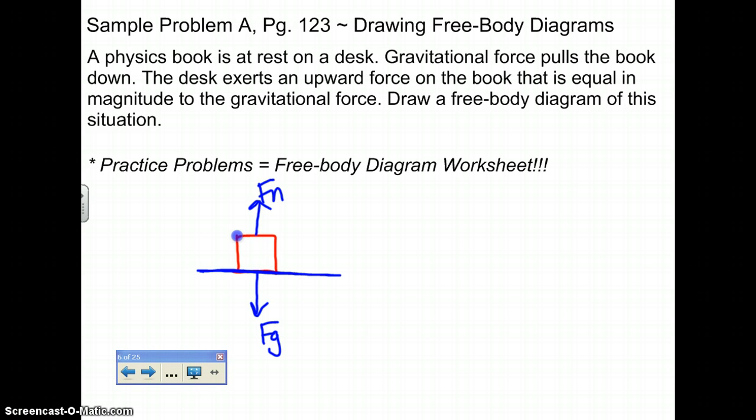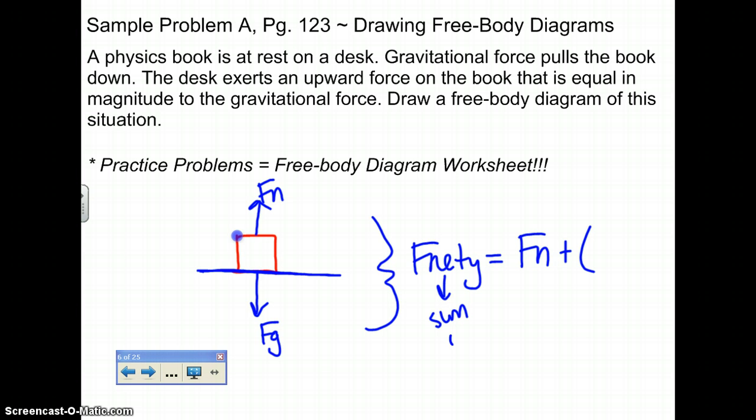What you need to be careful on this sample problem is that your F of N equals the same length as your F of G. So technically, if we want to talk about this, how are your F of N and F of G working, guys? Are they working horizontally or are they working vertically? They're working vertically. So would you call that F net y or F net x? This would be F net y. Well, F net would be F of N plus, remember net means sum of. Okay, so that would mean F of N plus a negative F of G. With me? Okay, because you want to take the sum of if you're taking the net of something.